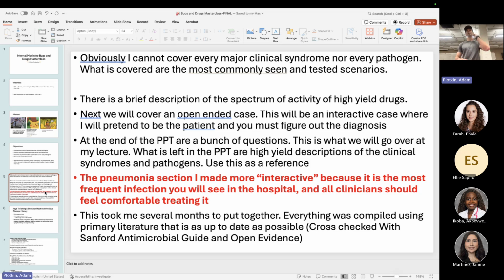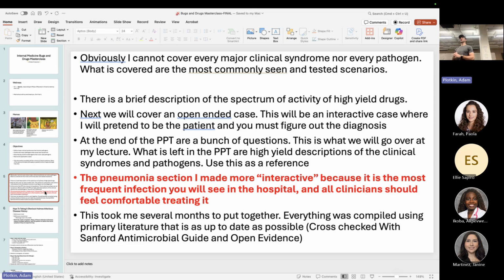And I feel so bad for this guy because he's living in central Wisconsin, which is hyperendemic for blasto. When you think about blasto and histo, central Wisconsin is where they both intersect. That has to be on your differential. So this guy came in early February to the urgent care with cough, fever, pleuritic chest pain, and so on. They did a chest x-ray. They saw multifocal pneumonia and sent him home on cefdinir and doxycycline.